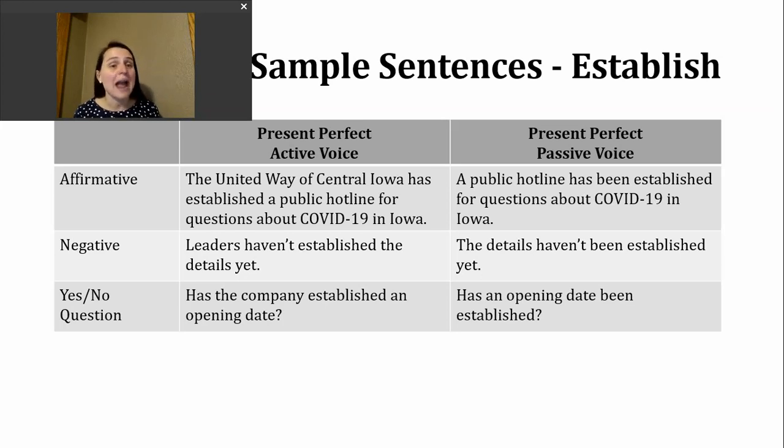If we want to ask that same question but in passive voice, we're going to start with have or has. Then we have the person or thing that is receiving the action. Then been, then our participle. Has an opening date been established?